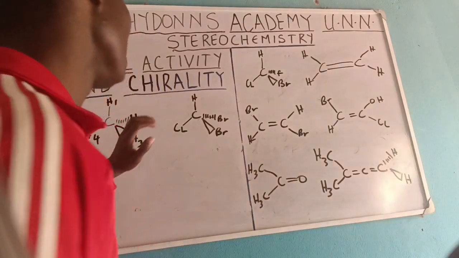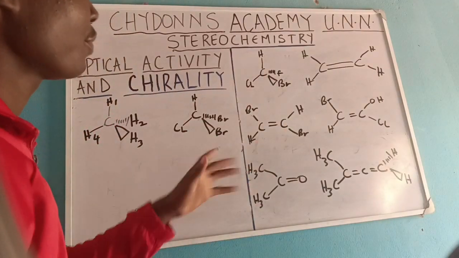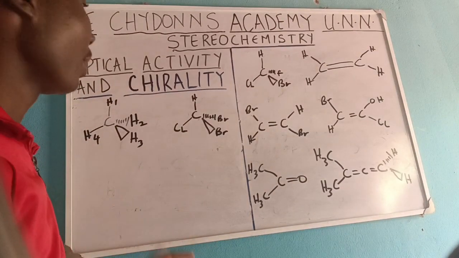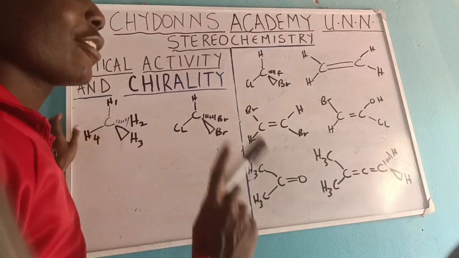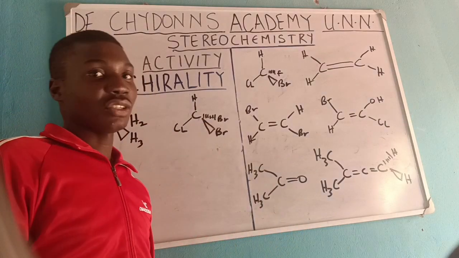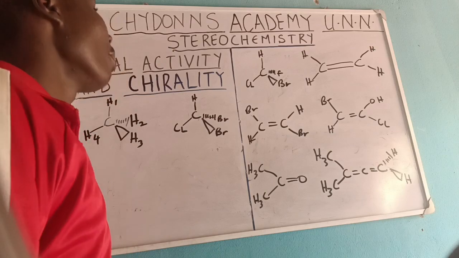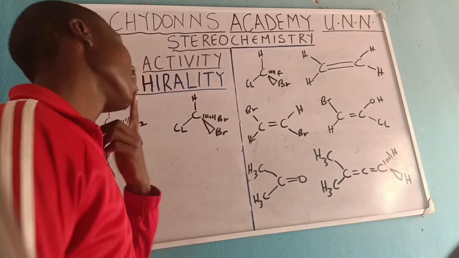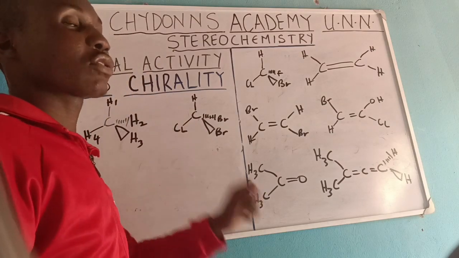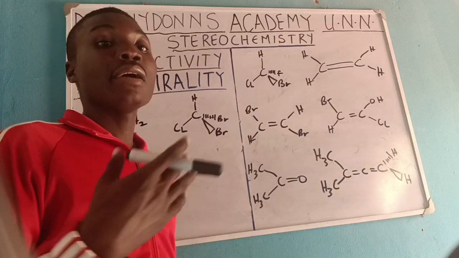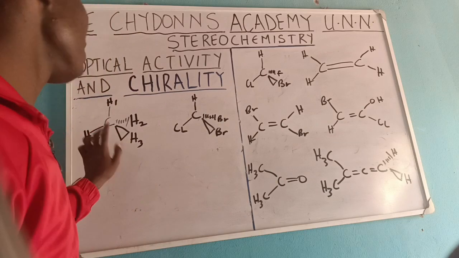So we're going to be looking at the planes of symmetry in these different compounds that were drawn on the board. So we're going to be starting with the first compound. Remember, any compound that has symmetry automatically will be achiral. But when it lacks symmetry, then that compound becomes chiral. The implication is that it is able to rotate plane polarized light. So let's look at this first compound.